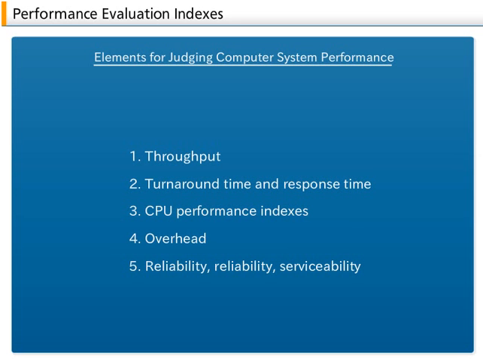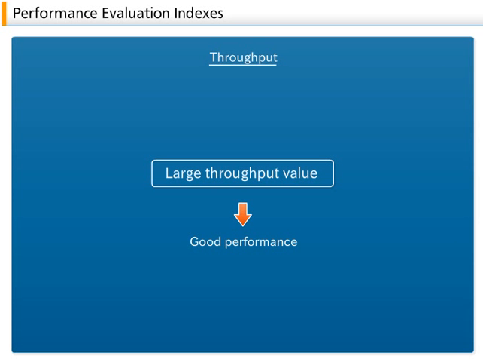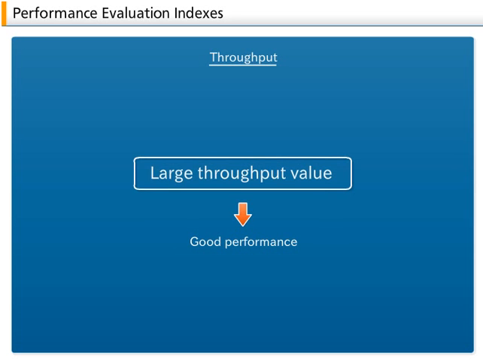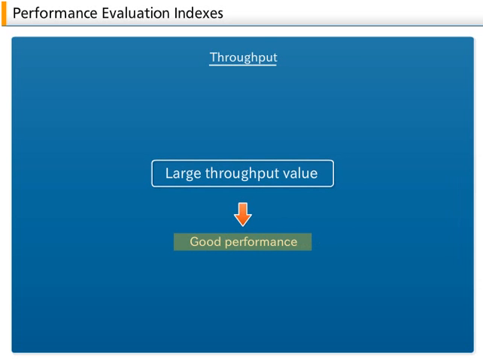In addition, there are not only calculated indexes. The ease of use and quality of the user interface also need to be considered. 1. Throughput. Throughput is the amount of work volume that a system can process per time unit. The larger this value is, the better the performance.